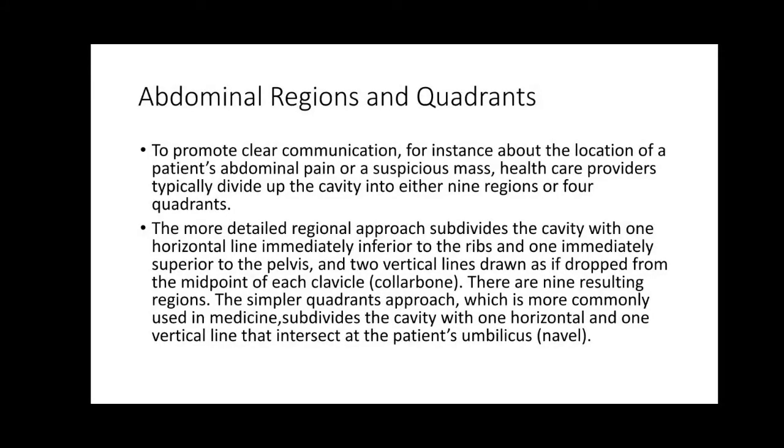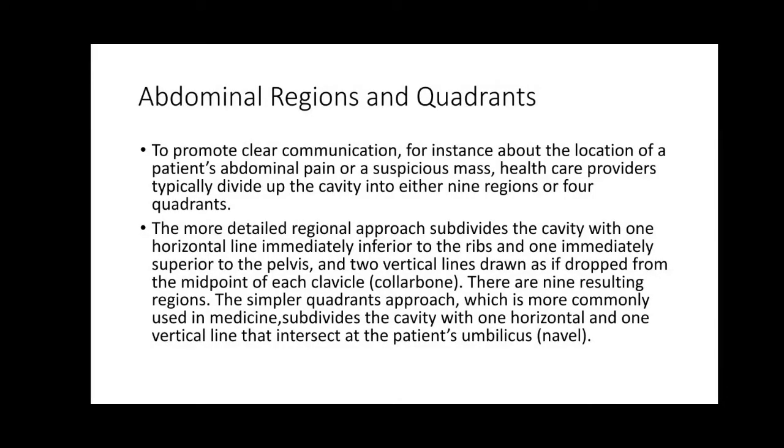Then we have the abdominal regions and the quadrants. To promote clear communication, for example, about the location of a patient's abdominal pain or suspicious mass, healthcare providers typically divide up the abdominal cavity into 9 regions or 4 quadrants.